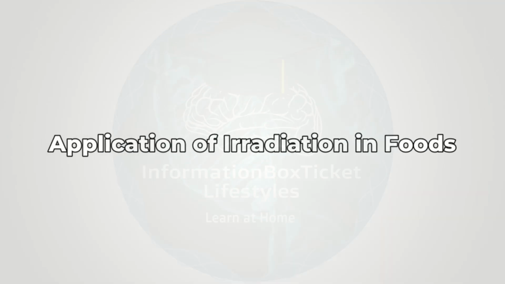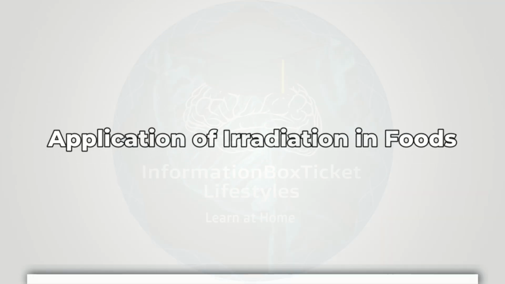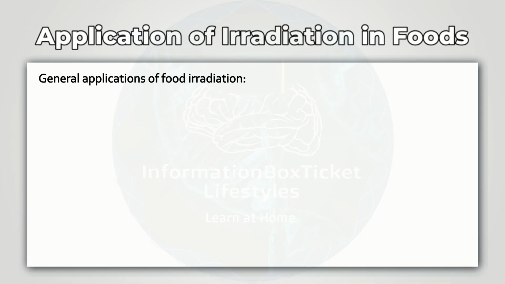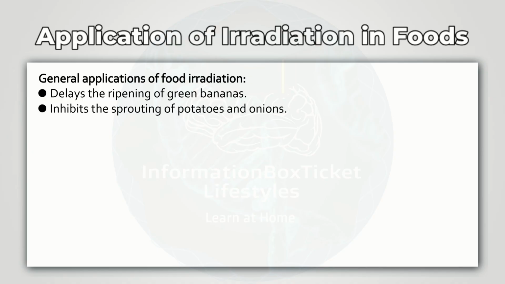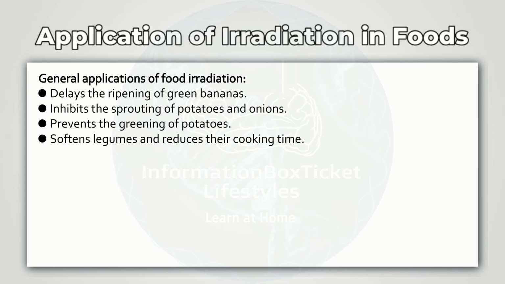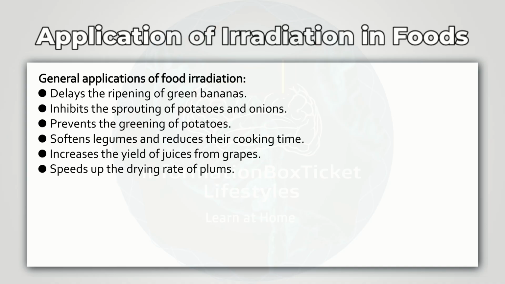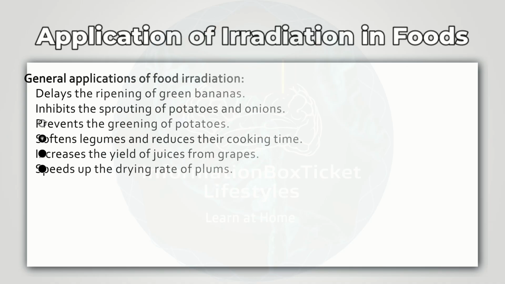Application of irradiation in foods. General applications of food irradiation. Delays the ripening of green bananas, inhibits the sprouting of potatoes and onions, prevents the greening of potatoes, softens legumes, and reduces their cooking time, increases the yield of juices from grapes, speeds up the drying rate of plums.